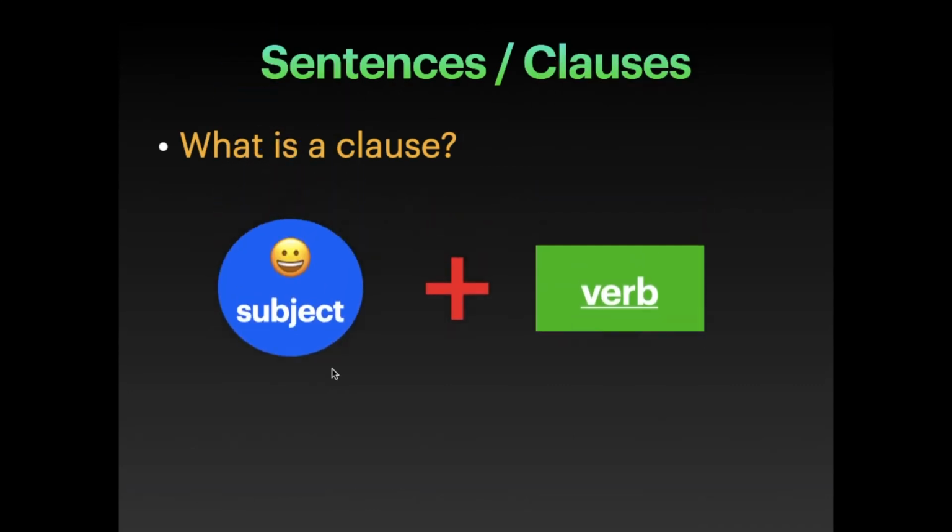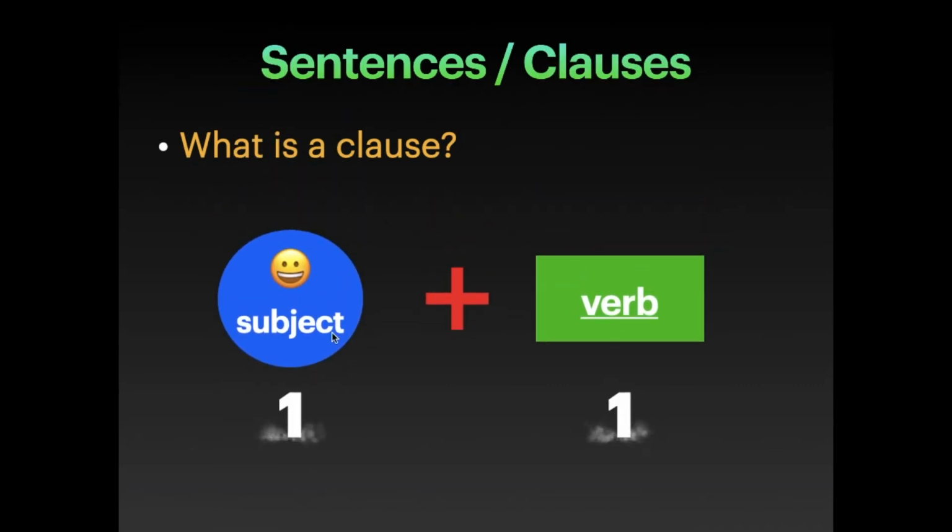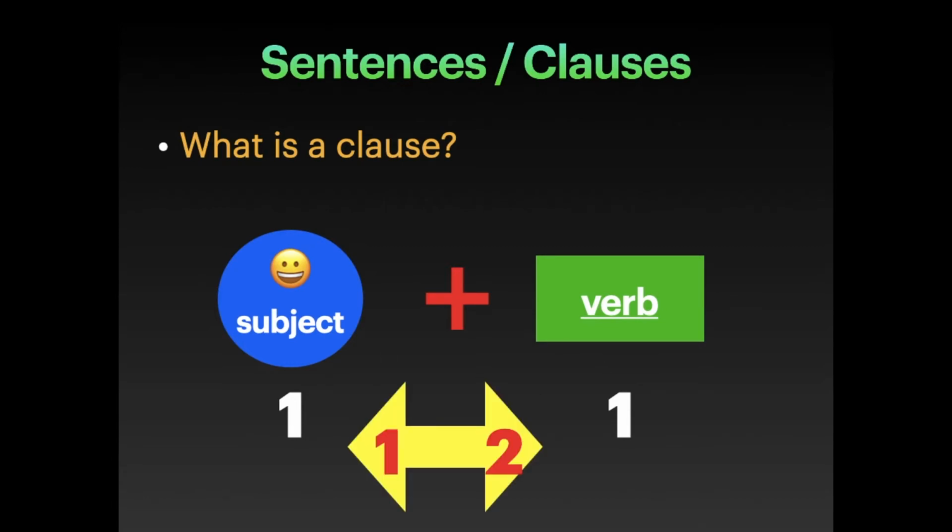The rule is that for every subject you have one verb. So for one subject you have one verb, for one verb you have one subject. And this is like the proportion, right? So it's not possible in English to have one subject but have two verbs. That's incorrect. Or the other way around, to have two subjects and then only one verb.